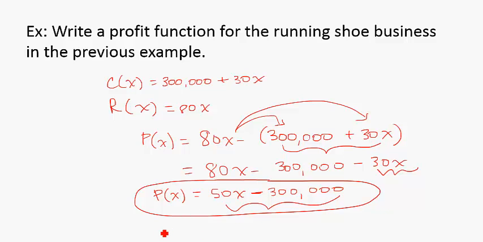Now if I put in 6,000, what is my profit? Hopefully in your head you're thinking what should happen. Because we found that 6,000 was our break-even point, our profit should be equal to 0 at this point. And it is indeed. At 6,000 it is 0.